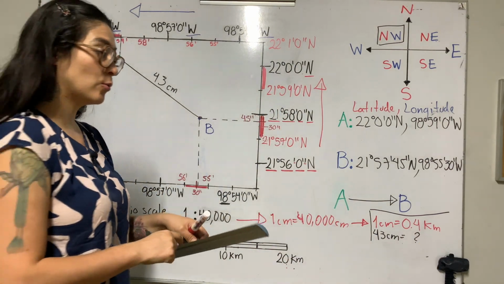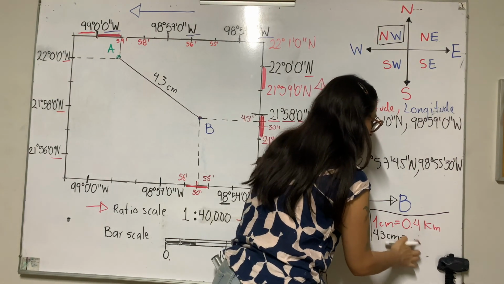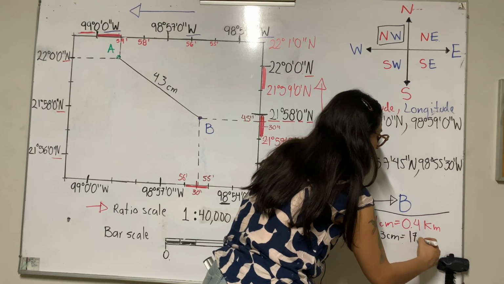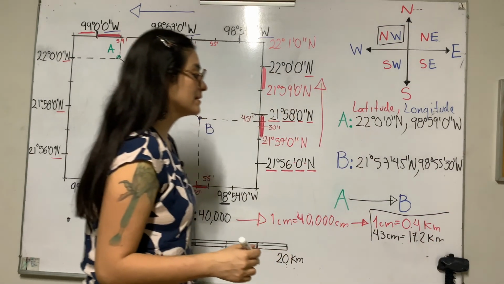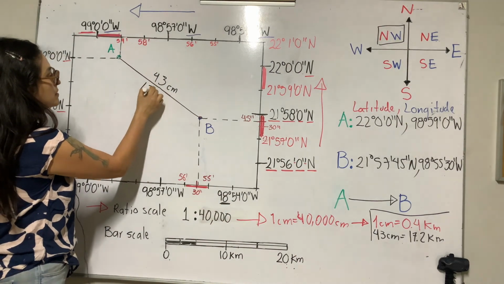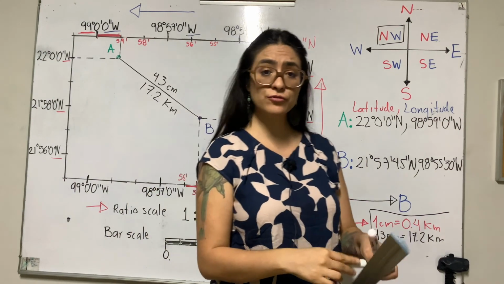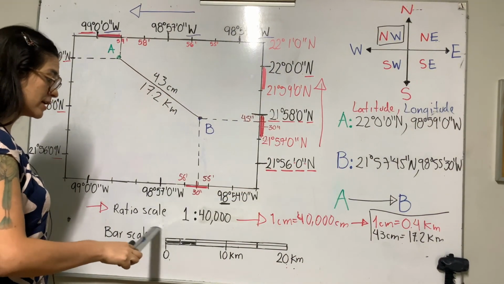That is one method, and we are going to do the math. If we do the math, we see that 43 centimeters in reality are representing 17.2 kilometers. That was easy, right? Only the rule of 3 and observation and interpretation of our scale, the ratio scale.